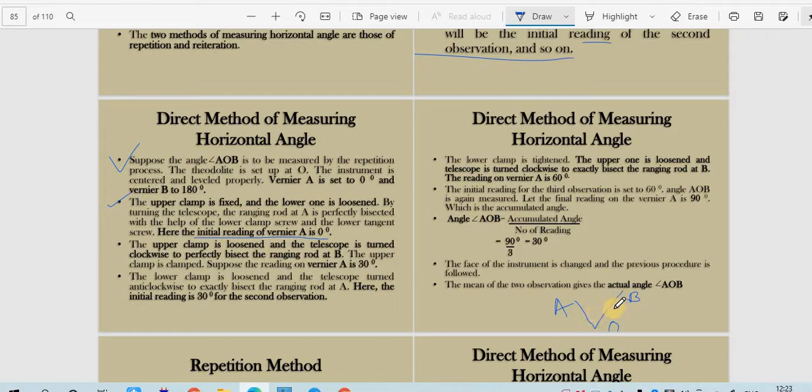So in order to measure this angle AOB, you will have to release the upper clamping screw. The upper clamp screw has been loosened, and the telescope is turned clockwise to perfectly bisect the ranging rod at B. Then you will bisect the ranging rod at B. Suppose the angle which comes out is 30. So the first angle is coming out to be 30. Okay, now you will have to bring this 30 towards point A. So how can you bring that 30 to point A?